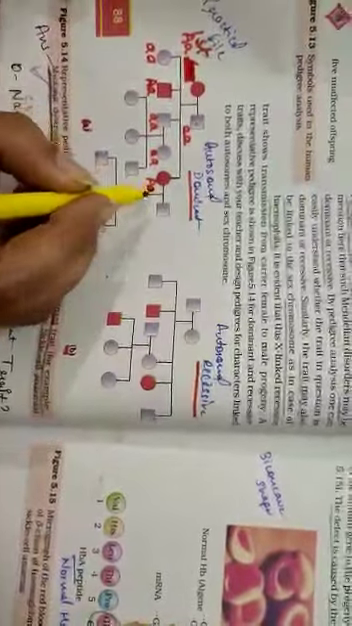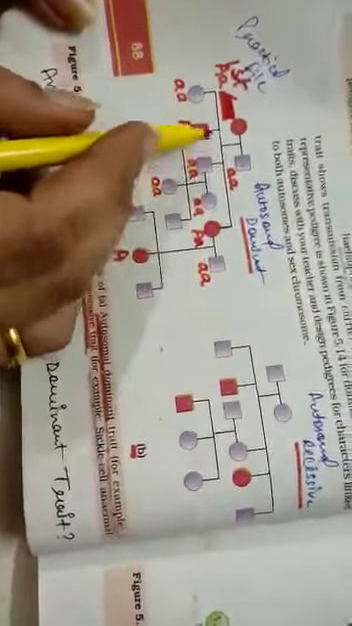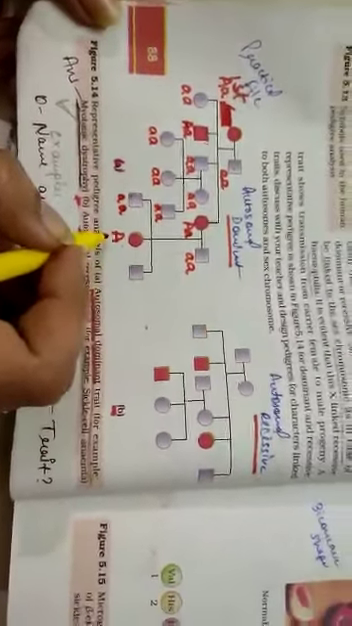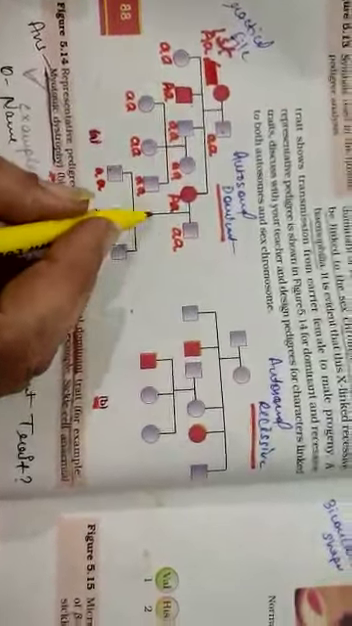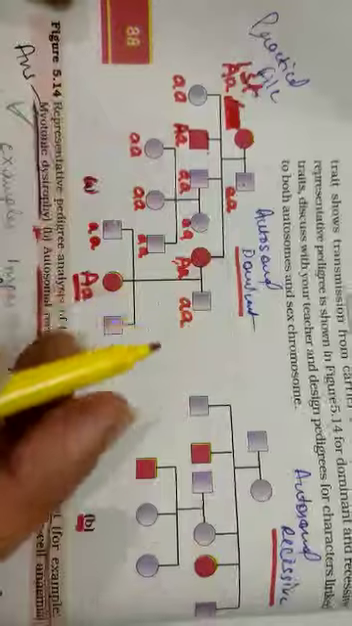Now this individual is recessive. Since they are not showing the shaded color, they are not dominant, they are homozygous recessive. Okay? This individual, what will be the genotype? It will be capital A small a, heterozygous. Why? Because this must have received one small a from the father and a capital A, that is a dominant gene, from the mother. This is how we will assign the genotype.